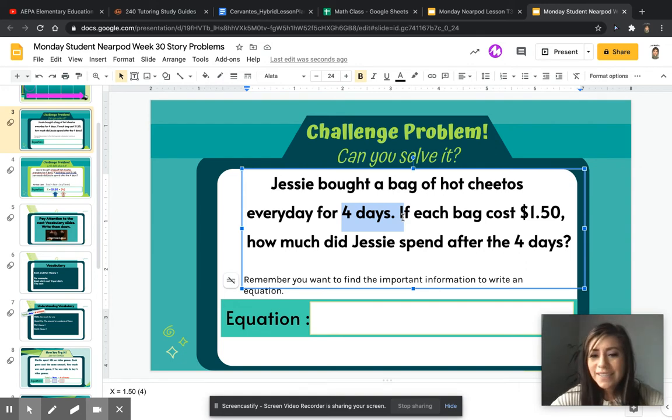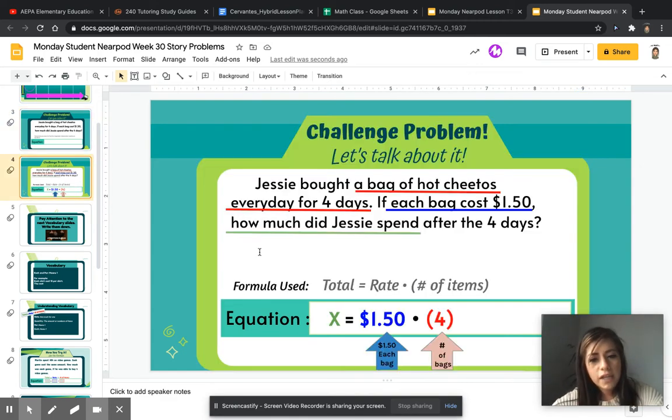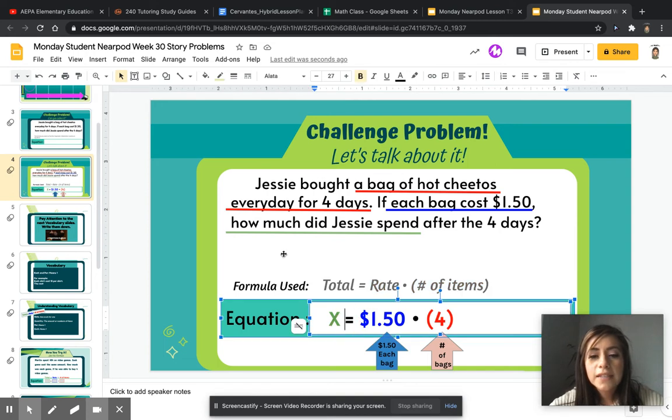What's the total in this sentence? Well, how much did Jesse spend after the 4 days? So after the 4 days are over, how much did he spend? That is our total. So you would set up your equation like this. Remember, total equals rate times the number of items. So the total is the green. We don't know how much he spent after the 4 days.